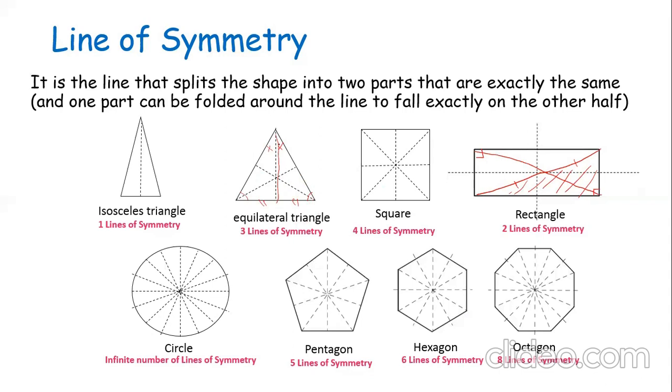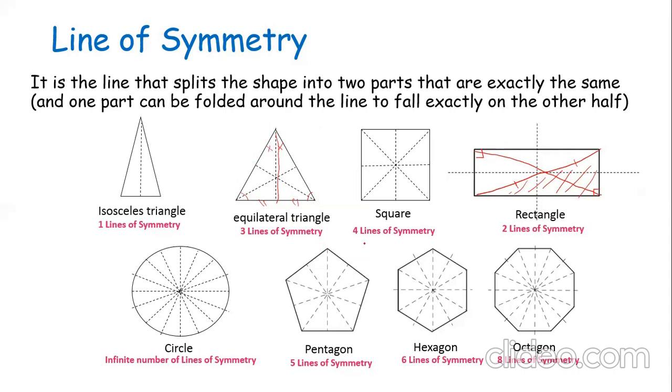So if we try to fold this triangle around the line in the middle, it will cover exactly the left triangle. So the equilateral triangle is symmetrical, and it has 3 lines of symmetry. This is the first one, and we have the second, and we have the third.